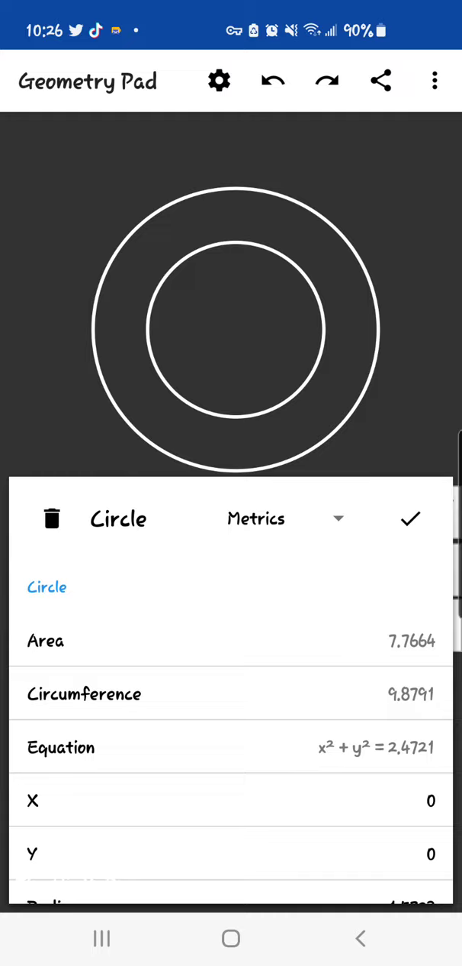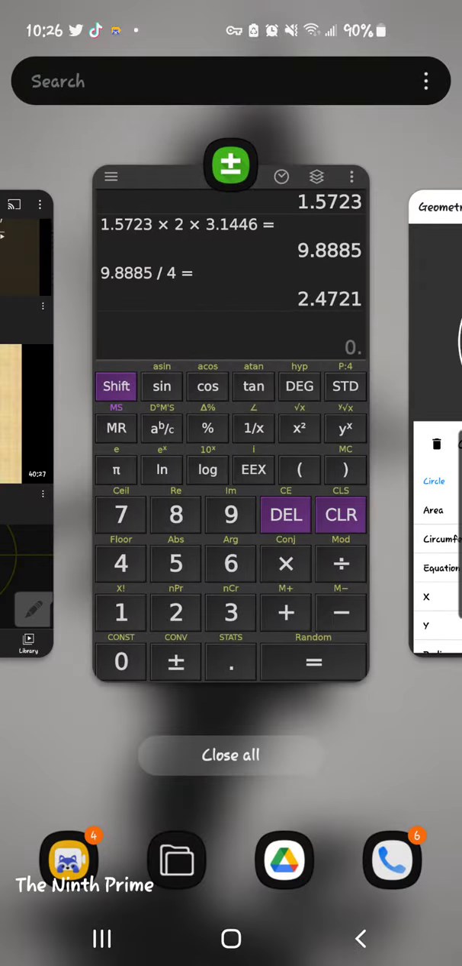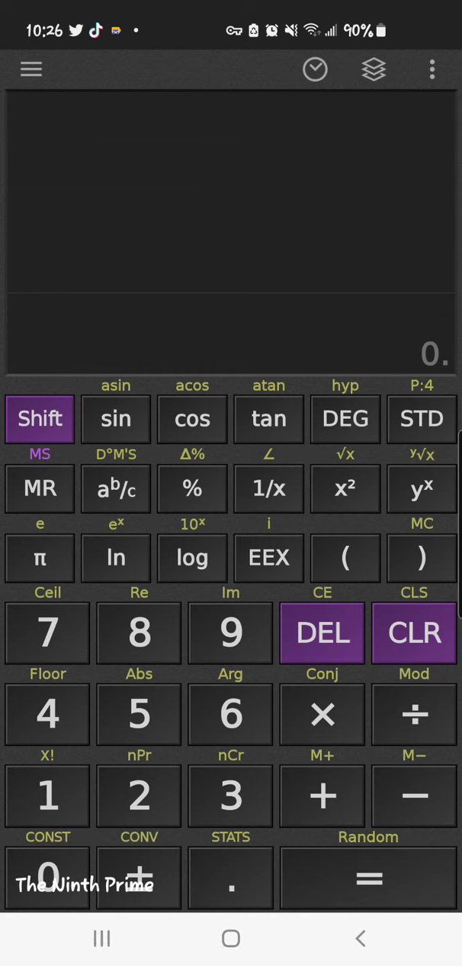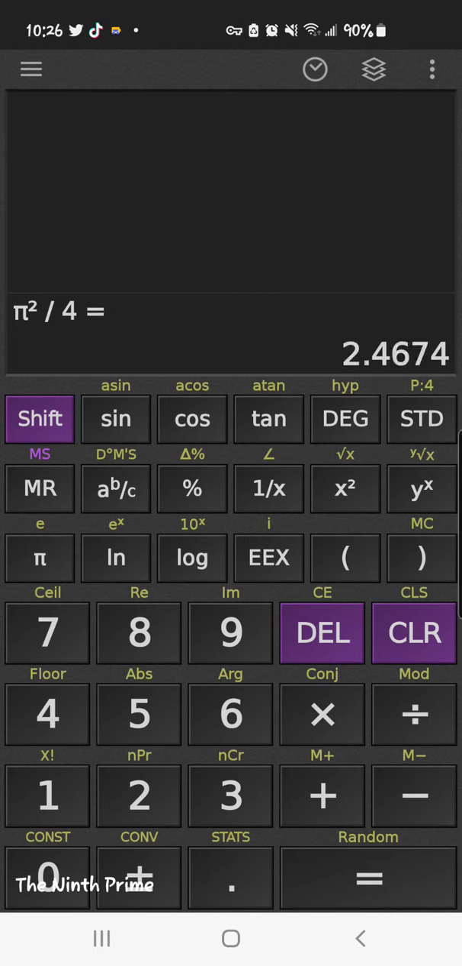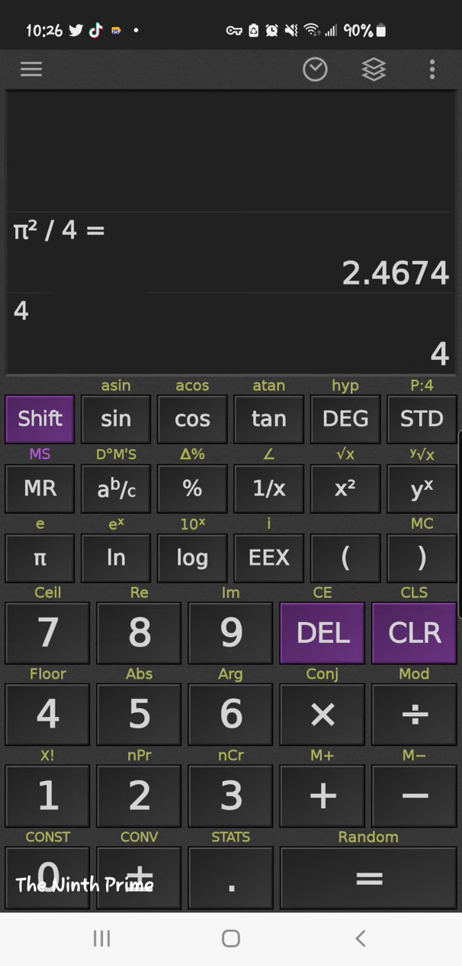Like, let's go back to the transcendental number pi. Okay? I said again that pi squared divided by 4 should give us 2.47 based upon the equation which is right there in the geometry pad, you know? But it gives us 2.4674. That's wrong. You do 4 divided by pi, which would have been the reverse of 4 divided by the square root of phi. It should give us the square root of phi, which is not the case.